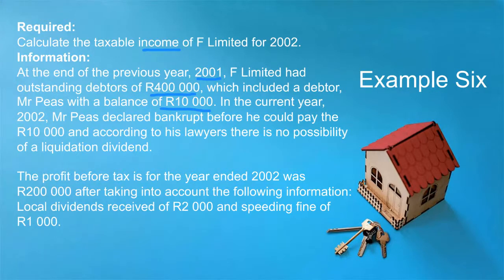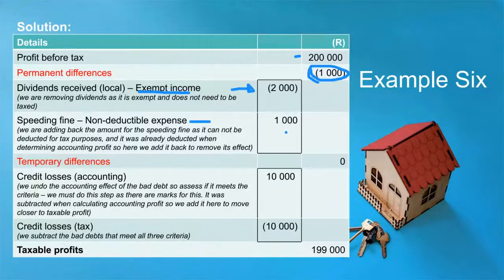But then we also realize that for tax purposes, we can deduct this debt because it was included in prior year, 2001 or before. Whenever it went into revenue, it was included. And it is a debt that's gone bad. The lawyers have told us we can't get any money on that 10,000 rand. So we would also be allowed to deduct it for tax purposes. So in effect, we've got something that does not have any temporary difference. But I just wanted to show it to you like this.